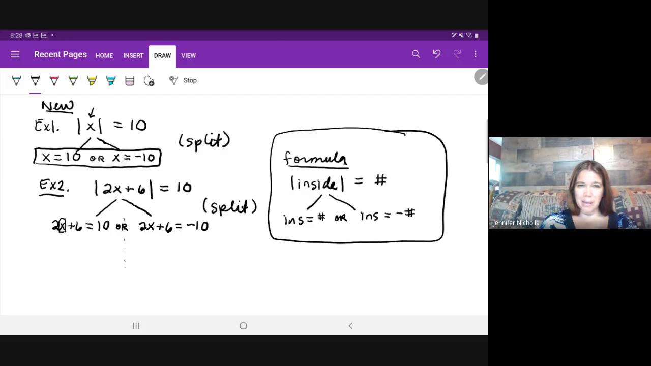Can you guys see my tablet? Because I can't see my tablet. Usually I can see my tablet in the screen and I can't, and it's really annoying actually.